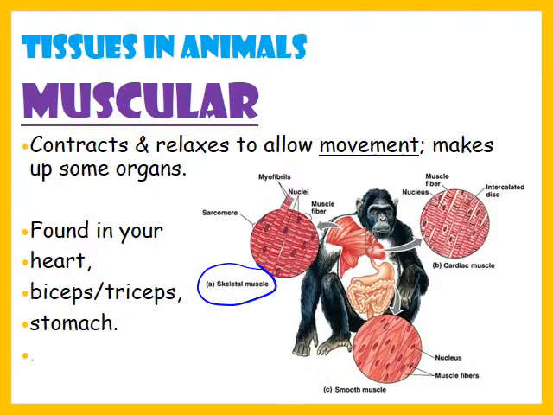And technically, there's 3 types. Skeletal muscle, which is attached to your skeleton or bones. Cardiac, the only place you'll find that is in your heart. And then smooth muscle can be in multiple places, like different organs. For instance, your stomach is smooth muscle.